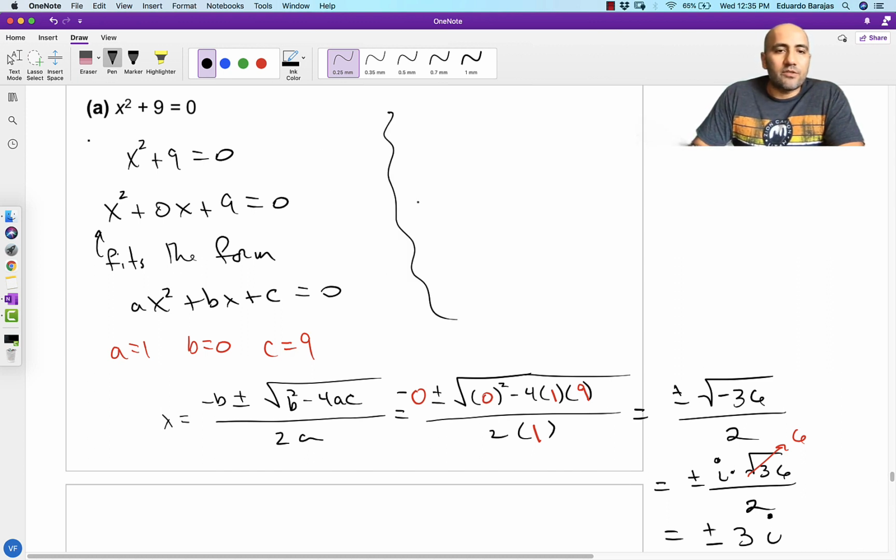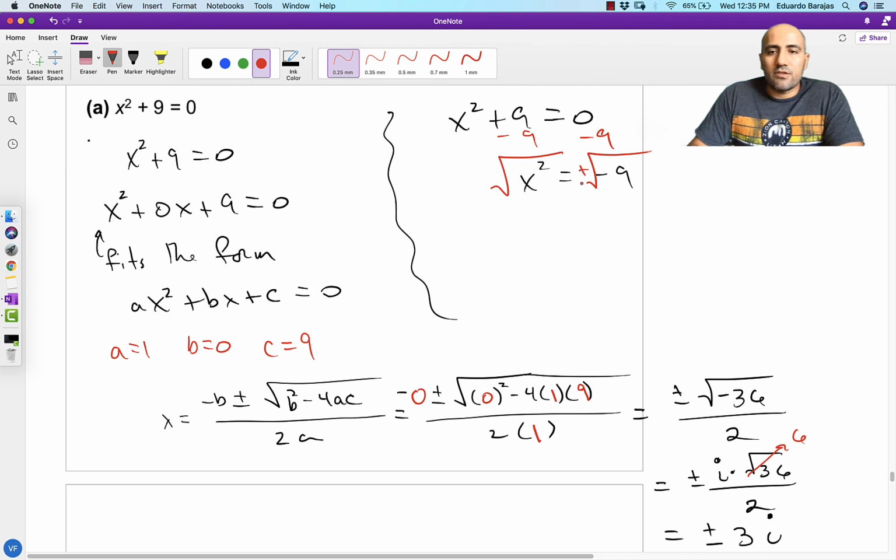Well, that was way too much work. This is a really simple one, so we could just do it this way instead. Equals 0. Let's subtract 9, minus 9, minus 9. And so we end up with x squared equals negative 9. Now we can do our square root on both sides. Take the square root of this side, plus or minus the square root of that side.